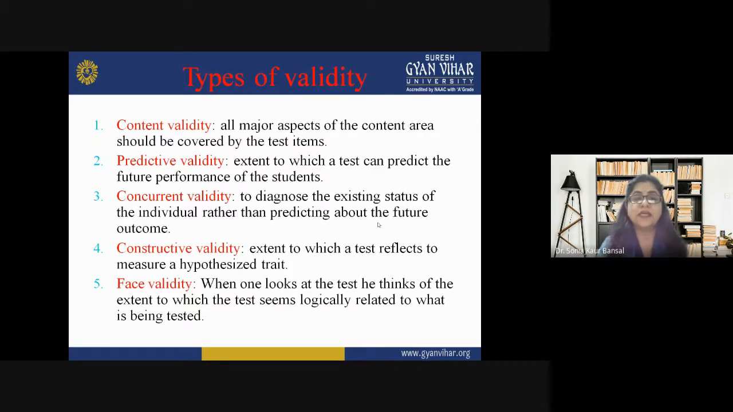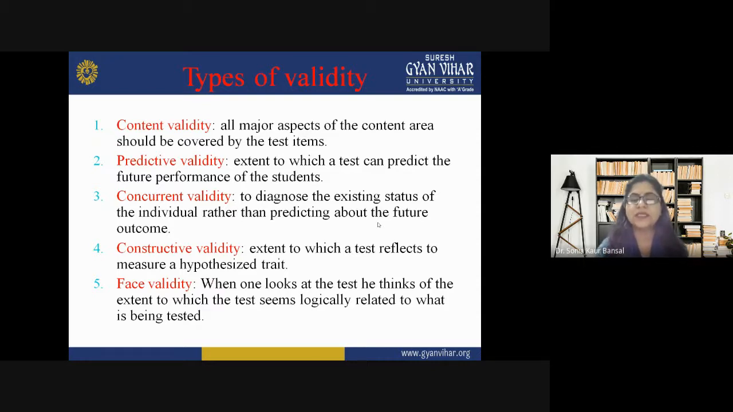And first of all, there is content validity. As its name suggests, students, content, or the subject matter. So all major aspects of the content area should be covered by the test items. Whatever subject you have chosen to test from your respondents, all the aspects must be covered. Might be it is your particular unit, or maybe the sub-unit, sub-points. So all must be covered equally, or according to the marks weightage given to them. This is called content validity.